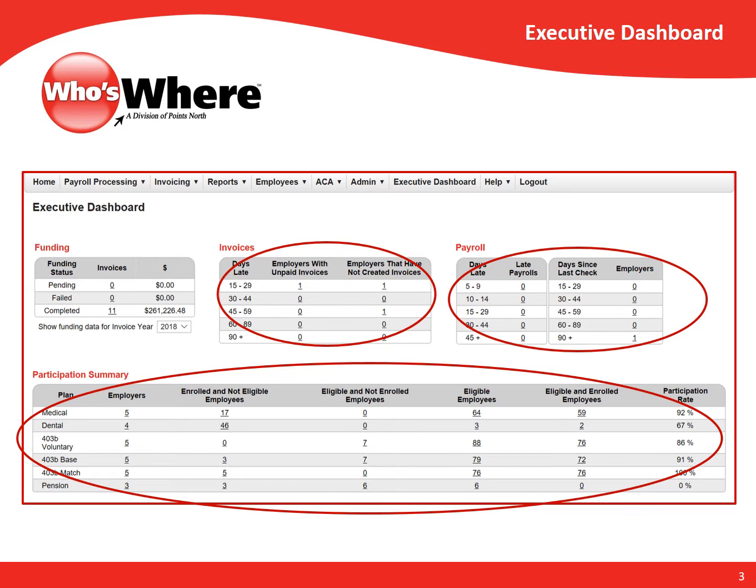Each of these categories include the ability to drill down to location and employee level data, where email functionality provides the ability to send reminders for late payrolls, unauthorized invoices, and employee eligibility resolution.